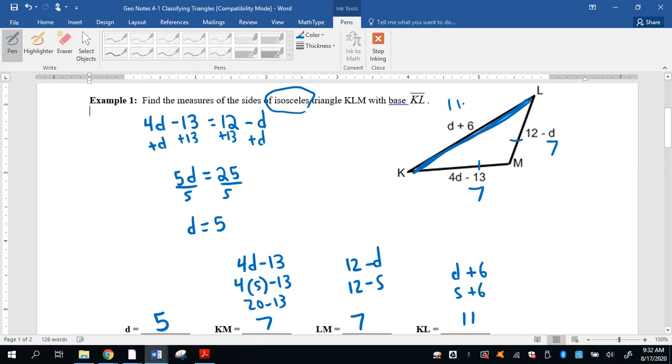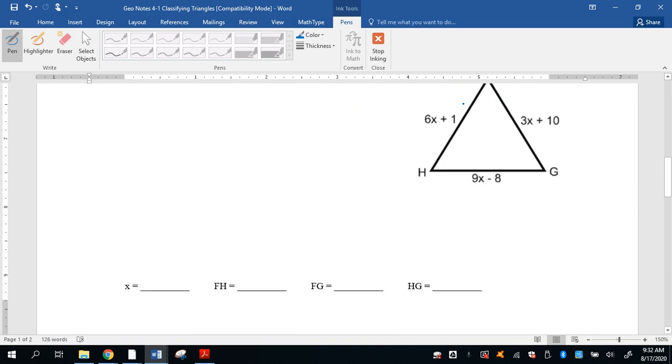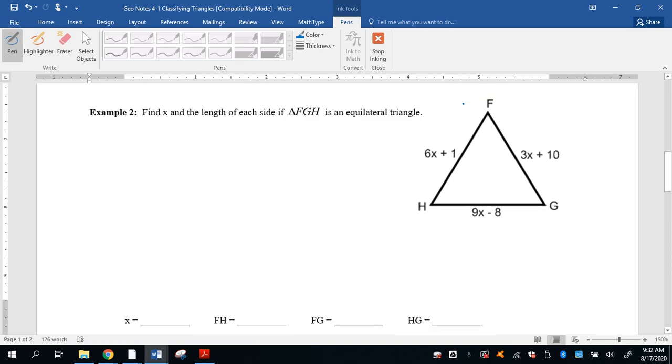Let's try the next example. Number 2 says, find x and the length of each side of this equilateral triangle. Well, since this is equilateral, all sides are the same length. So you can take any two of the sides and set them equal to each other. It does not matter which two sides you choose. Let's just choose 6x plus 1 and 3x plus 10, but you can choose any two of these three sides. Subtract 3x, and you'll still get the same answer because it's equilateral. All three sides have the same length. Divide both sides by 3, so x turns out to be 3.